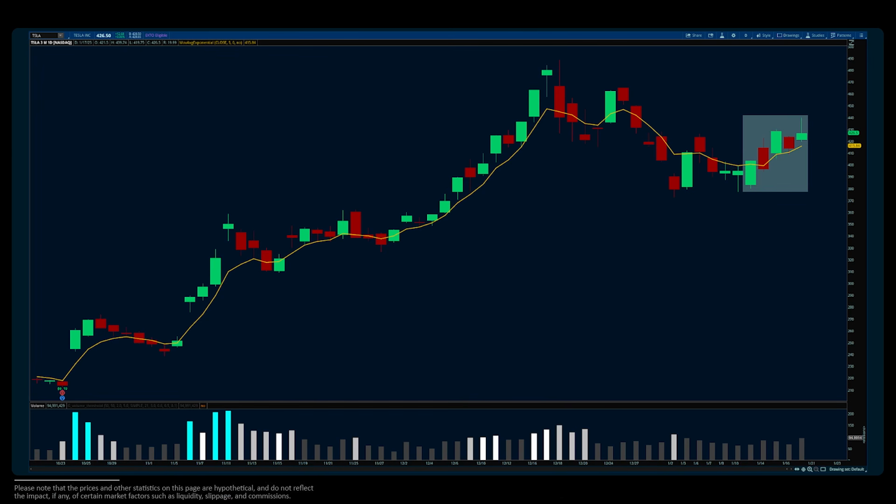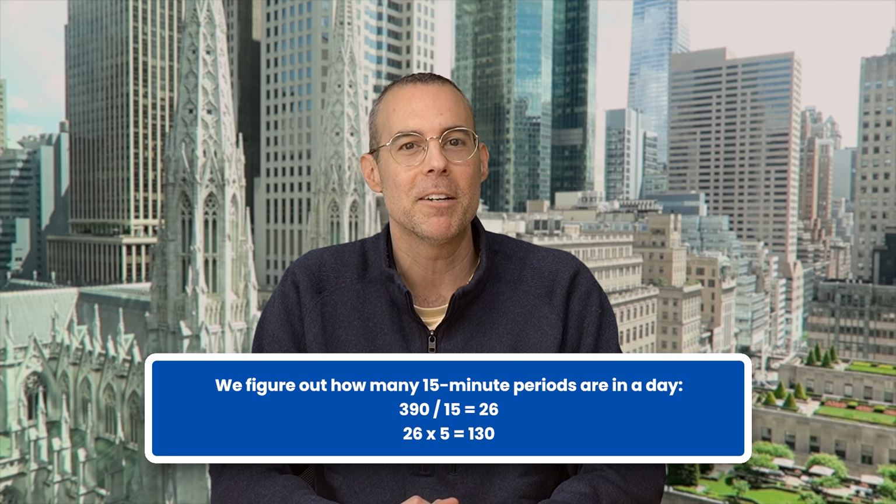And I'm going to follow this process for all of my time frames. So let's translate our 5-day moving average to a lower time frame chart. So here's a 15-minute chart and a moving average with a look back window of 5 days. So we do the same process. We're going to figure out how many 15-minute periods are in a day. So that's 390 divided by 15 comes out to 26. And we multiply that number by 5 because we want to look back 5 days. So 26 by 5 is 130.